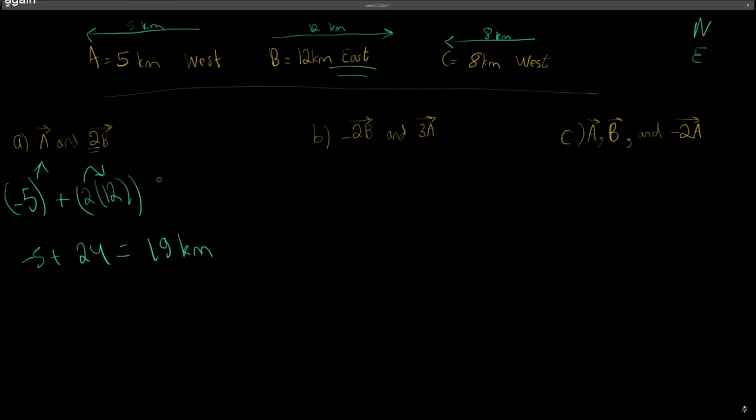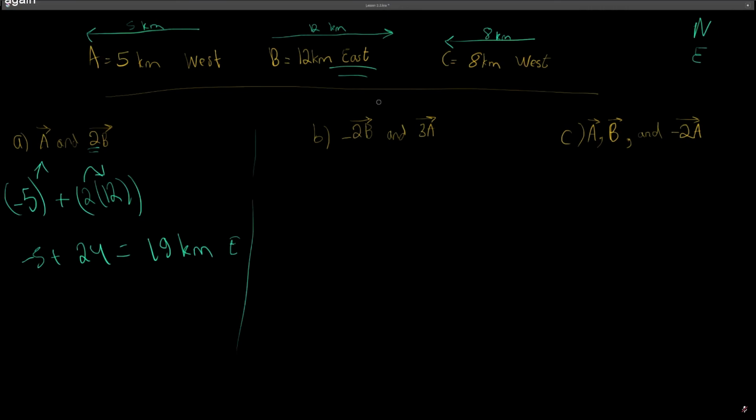Now, find the direction at the end. We should always mention the direction when we're talking about a resultant. So to find the final direction, we look at the sign. If it's positive, then it's going east or north. So here in this case, it's going 19 kilometers east. So that's our first question.